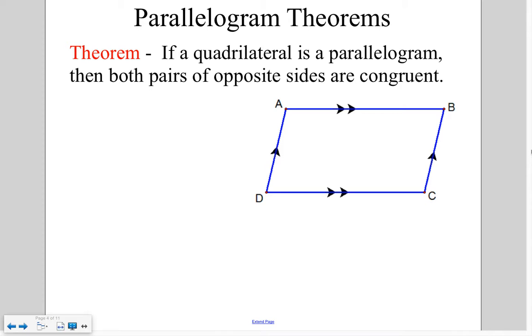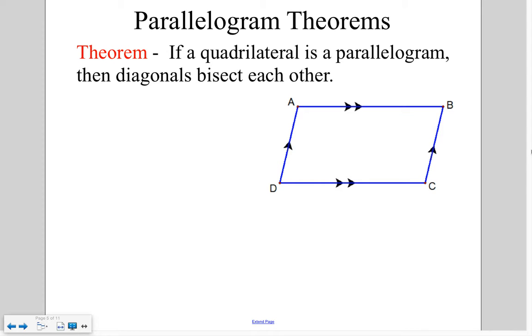Another theorem: if a quadrilateral is a parallelogram, then both pairs of opposite sides are congruent. So these arrows that are written in our quadrilateral A, B, C, D here mean that they're parallel. Opposite sides are parallel with one another. If we want to show that they're congruent, we need to use hash marks. So side AD is congruent to side BC, and side AB is congruent to side DC. But opposite sides will be congruent in all parallelograms. That's why we can call it a theorem.